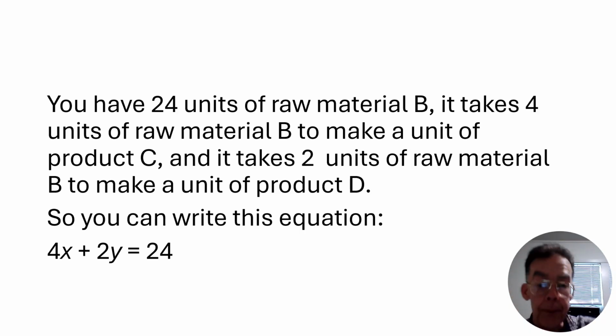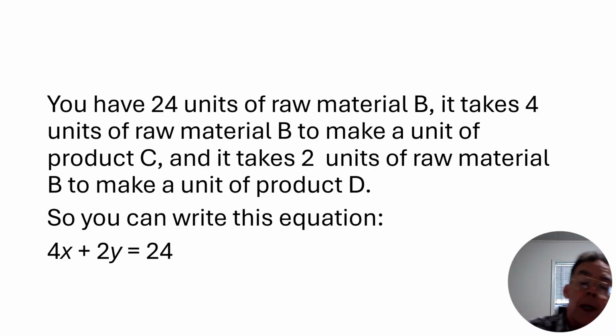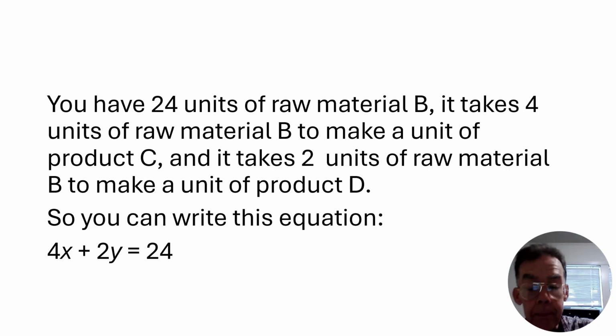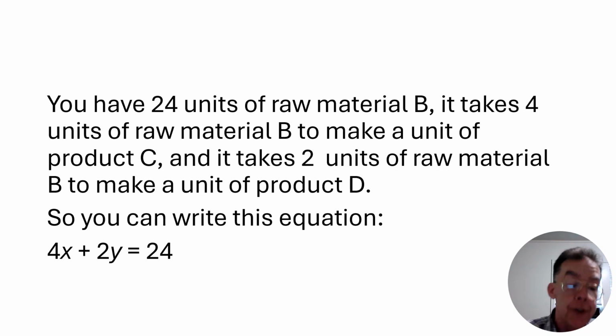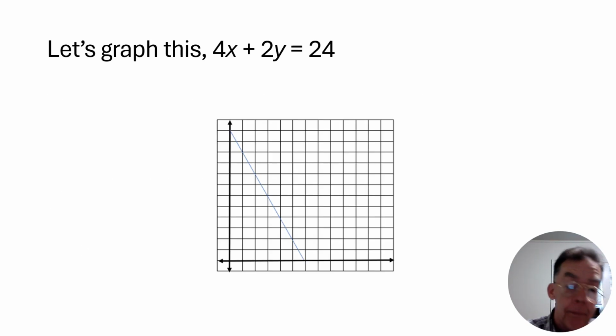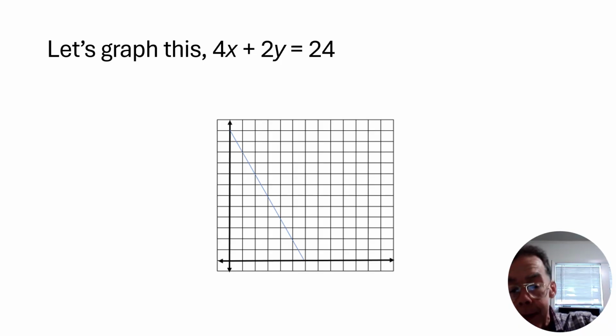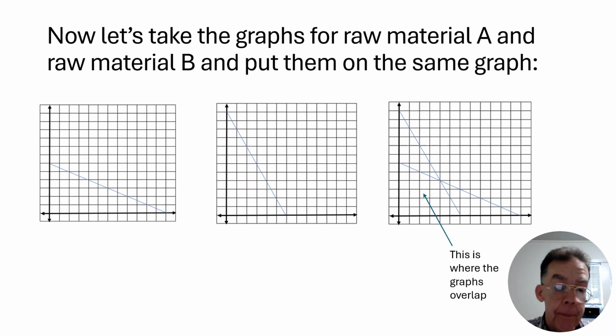So you write this equation. The 4 that you see there is because it takes 4 units of raw material B to make a unit of product C. That X stands for product C. The 2 there stands for the fact that it takes 2 units of raw material B to make a unit of product D, and the Y stands for product D. And the 24 is the total stockpile of 24 units of raw material B that you have. Now you graph this. And again, I'm not going to go through all the mechanics of how to graph an equation, but if you do it by intercepts, that's what the graph is going to look like.